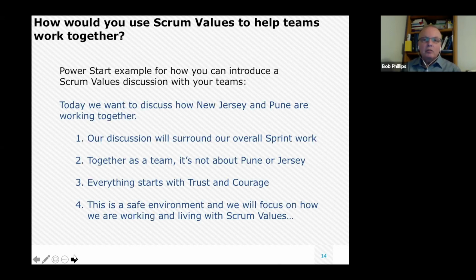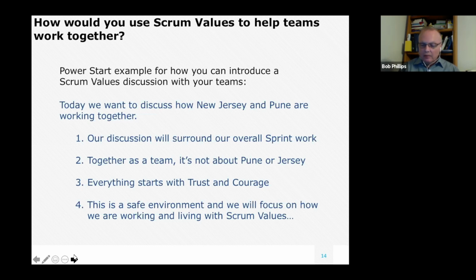We're saying we want to discuss how New Jersey and Pune are working together. The focus is more around the overall sprint, and it's not about New Jersey or Pune, and that we're going into this trusting each other and being courageous, because we're going to have to be open and let everybody know what's going on. And also, we want to say that the environment is safe, that what people say is not going to be used against them. And it's really going to be focusing on how are we doing with the Scrum values.